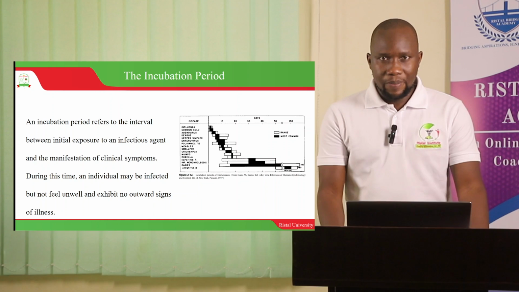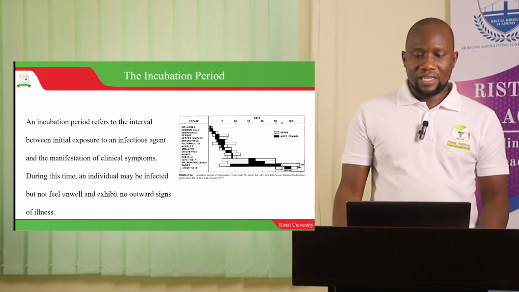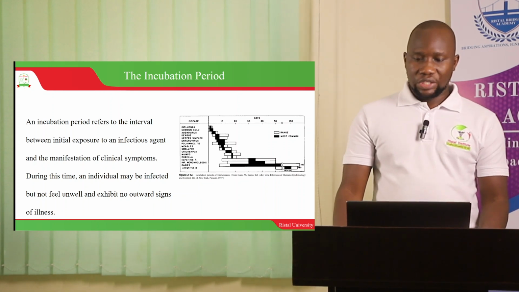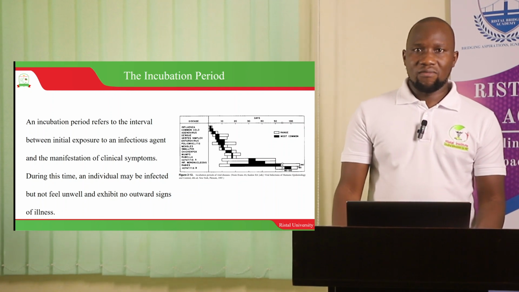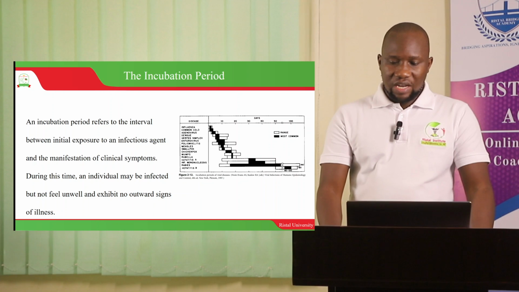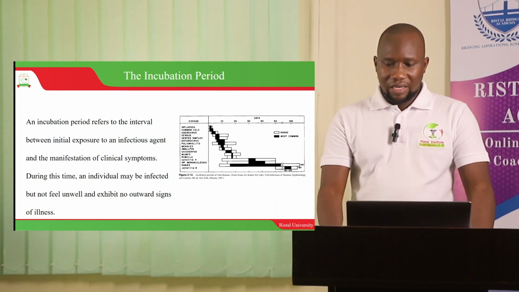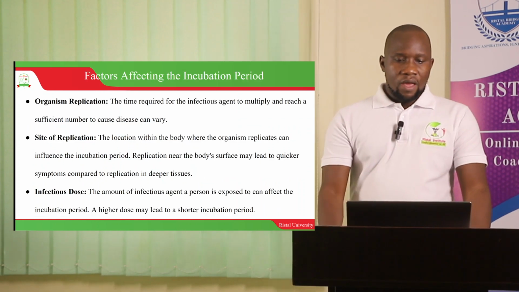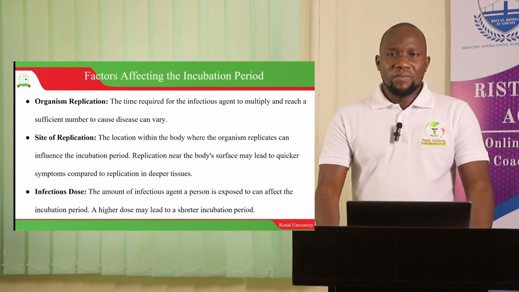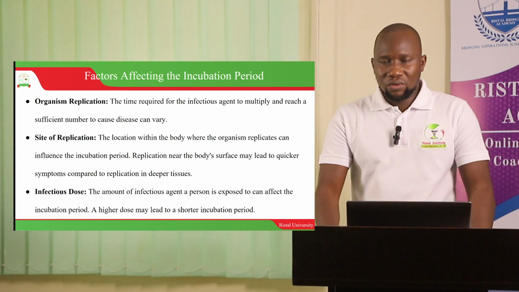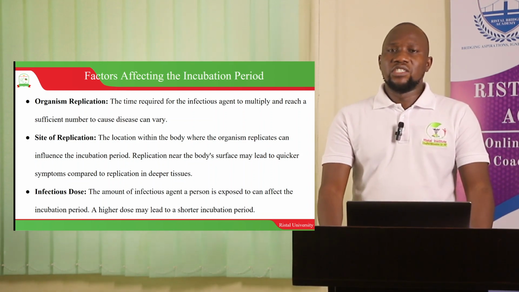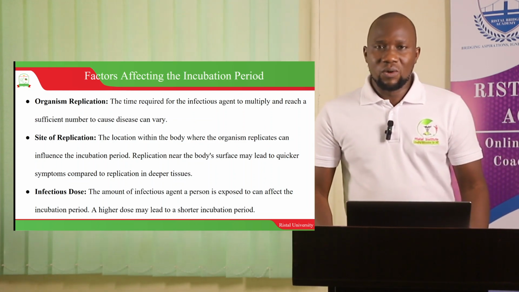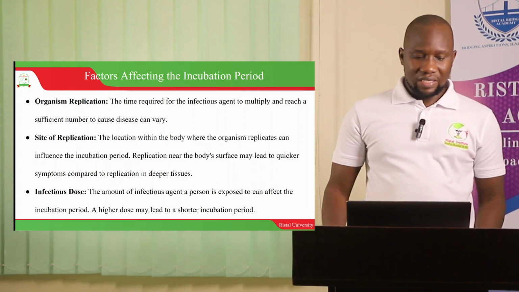Let's look into the incubation period further and understand it better. The period from infection up to when the symptoms emerge is what we call the incubation period. Different diseases have different incubation periods, and in this diagram we can see that rabies has a longer incubation period. But also, if different individuals are infected by the same infectious agent, they will not have the symptoms appearing at the same time.